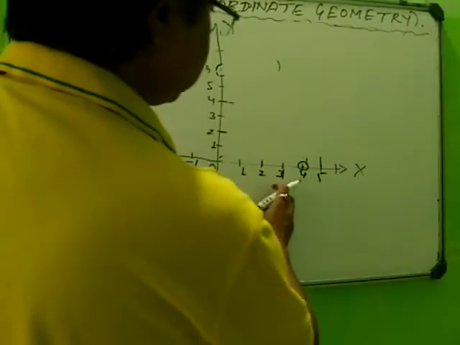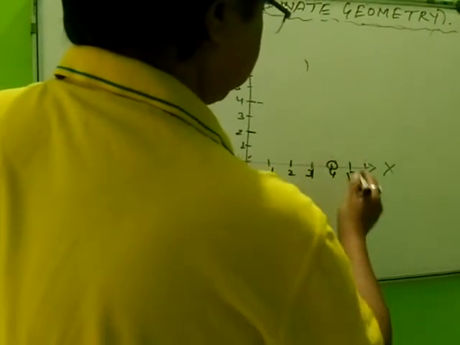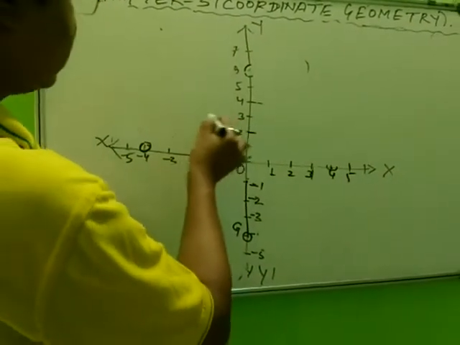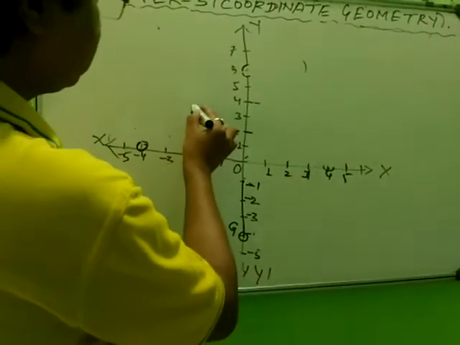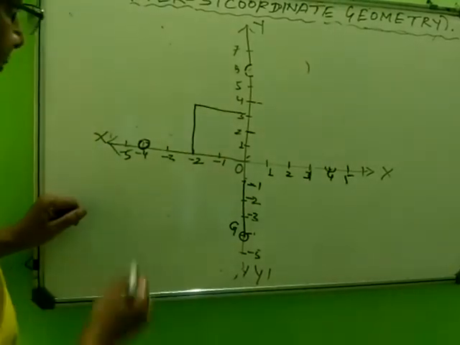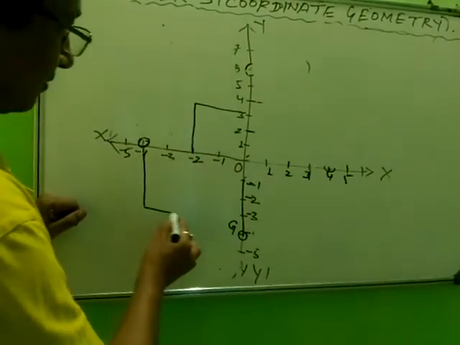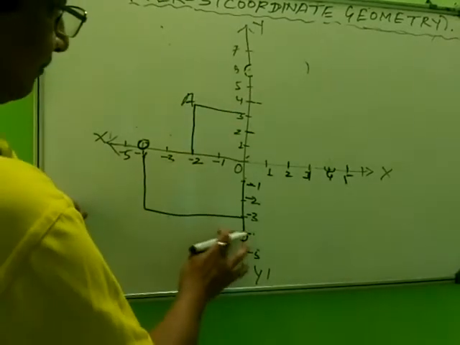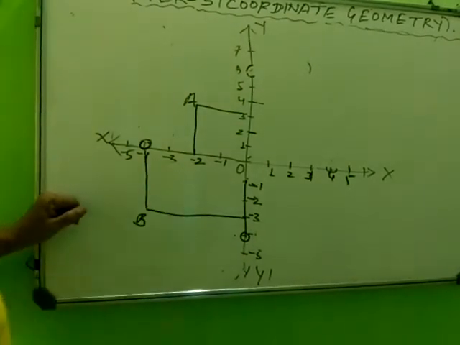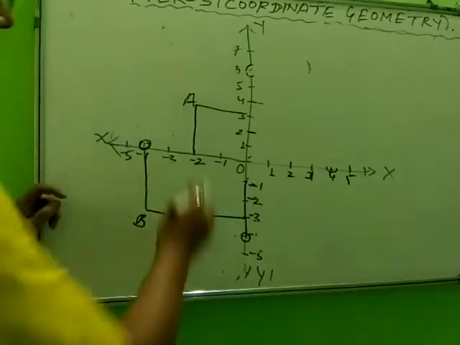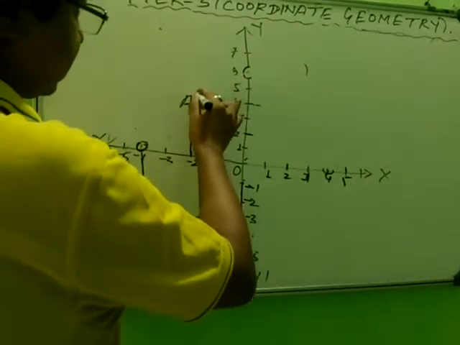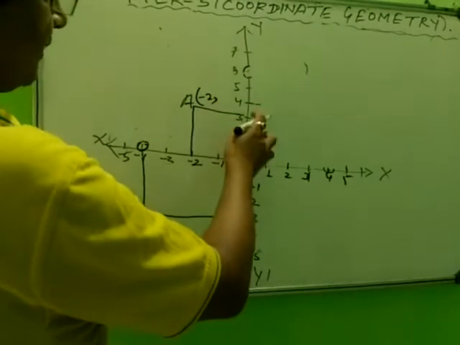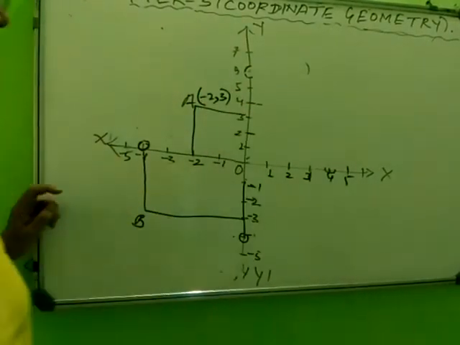Now let us take some points. Let me take this point here, and this point. Let me call this point A, and this point B. Now you see the coordinates of A: x is minus 2, and y is 3.